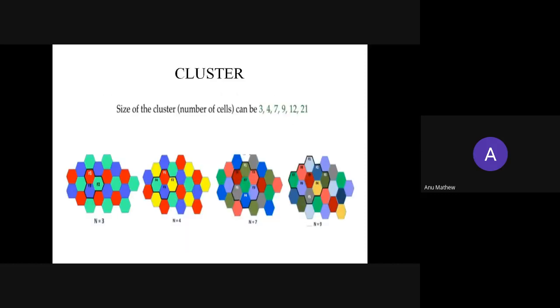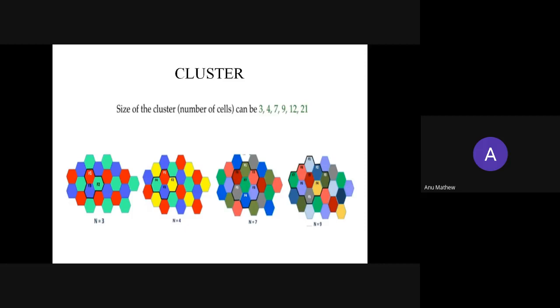These are clusters with different sizes. Here n is equal to 3, here n equal to 4, n equal to 7 and n equal to 9. Here the frequencies are allocated in different frequency bands F1, F2 and F3. The colors red, blue and green represent the different frequency bands, and those bands are repeating again here. So these 3 consist of one cluster, and that cluster will repeat again like that.